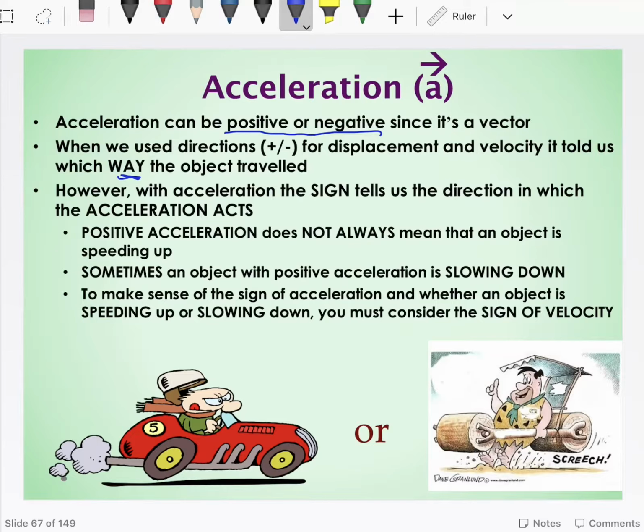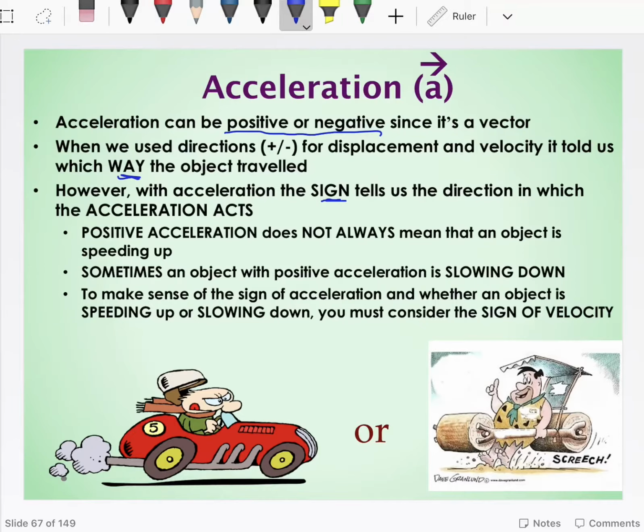Okay, so the sign on acceleration tells us the direction the acceleration is acting, but the sign on velocity tells you the direction the object is moving. So positive acceleration does not necessarily always mean that the object is speeding up. Sometimes it could be that they are slowing down, but in the positive direction.